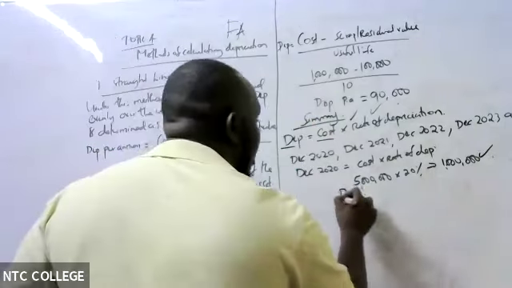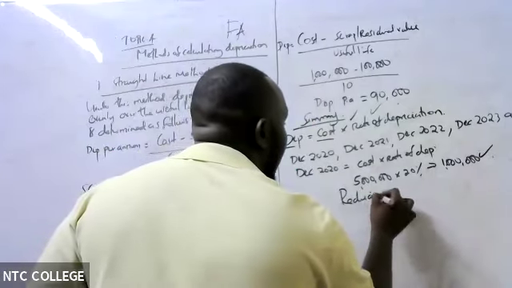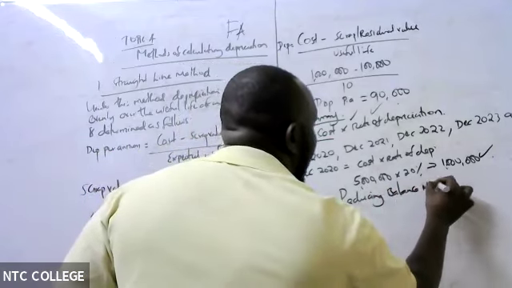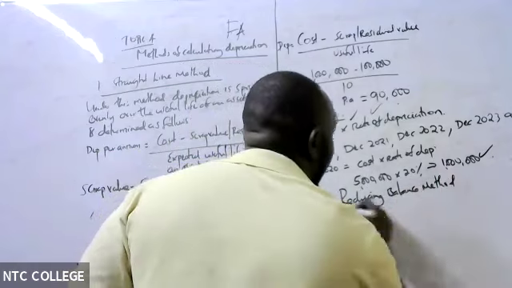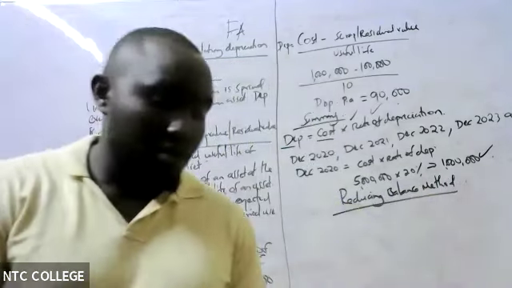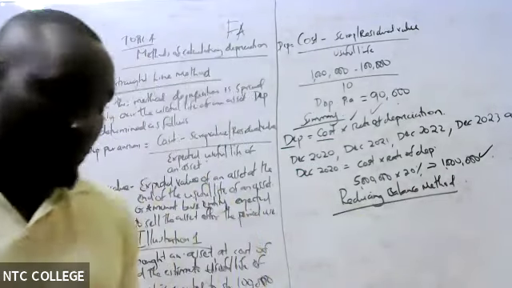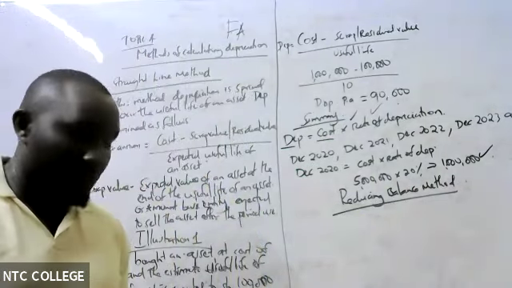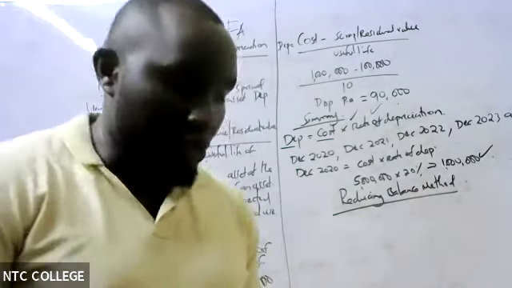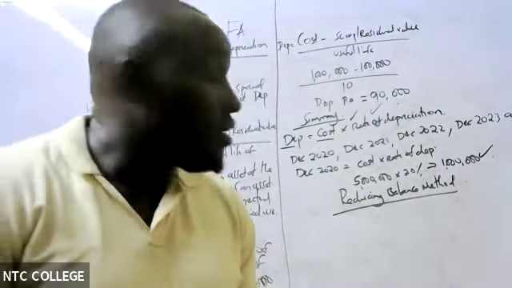So we go to the next method, which is called the reducing balance method. What is a reducing balance method? When you say reducing balance method, what do you think we mean by it?